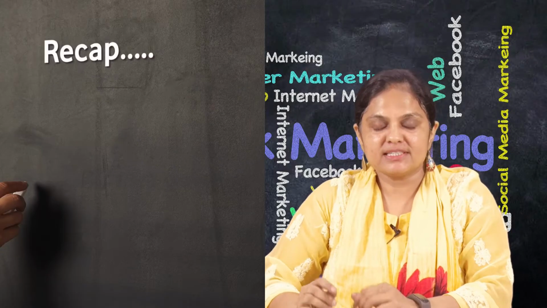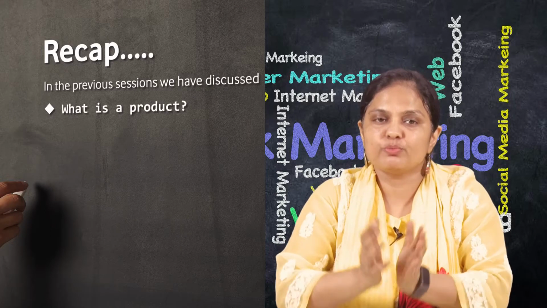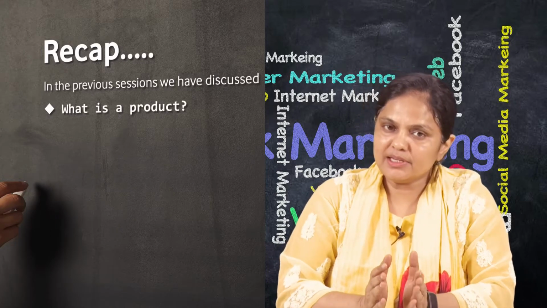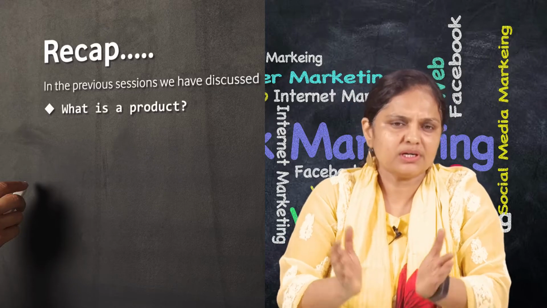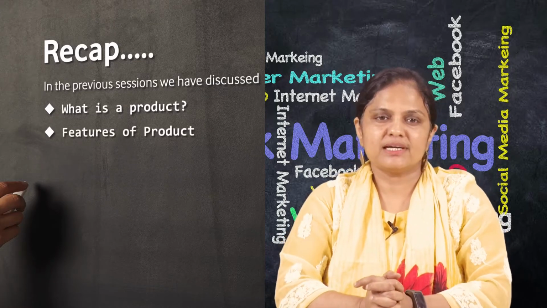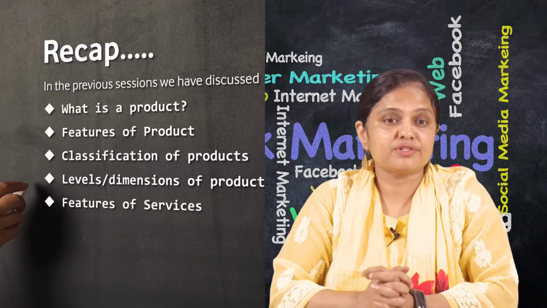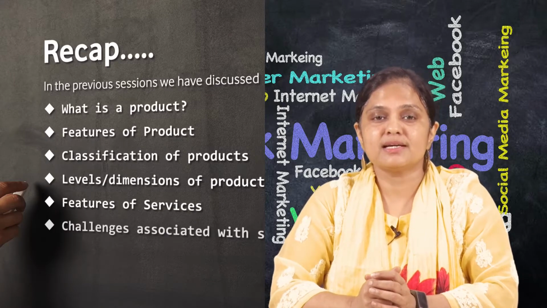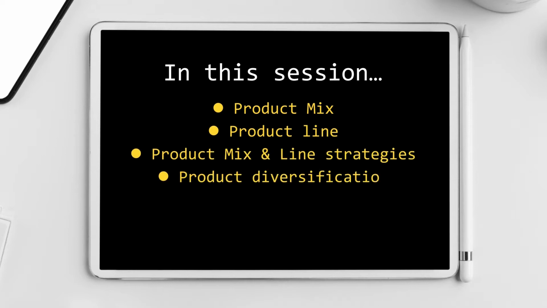Up till now, in the previous session, we have discussed what is a product, what all comes under the scope of product, whether tangible things or intangible things or ideas or organizations or individuals. We talked of the features of the product, classification of products, levels and dimensions of products. We also talked of features of services and the challenges that are associated with the services. In this session, we are going to discuss product mix, product line, product mix and line strategies and product diversification.